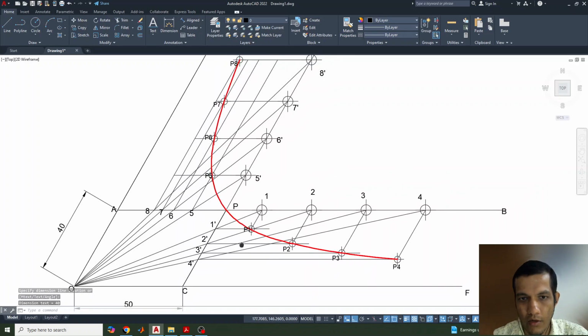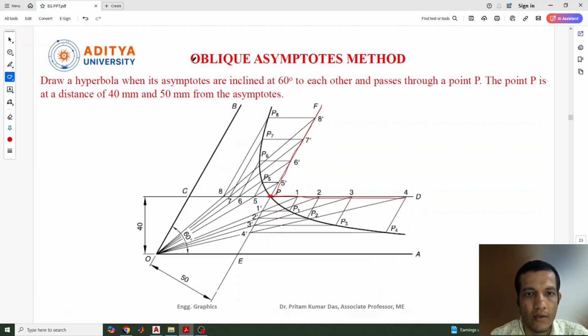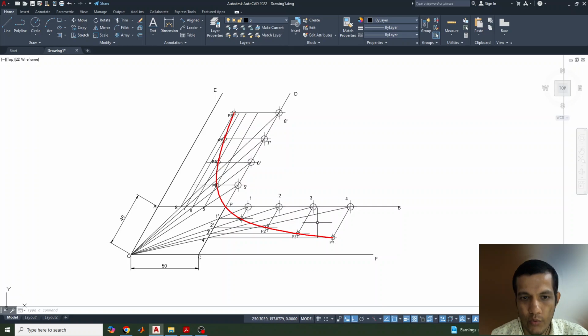I hope all of you understood how to draw a hyperbola by this oblique asymptote method, you can say, that is the oblique asymptote method. So this is the simplest way to draw the hyperbola in the oblique asymptote method.